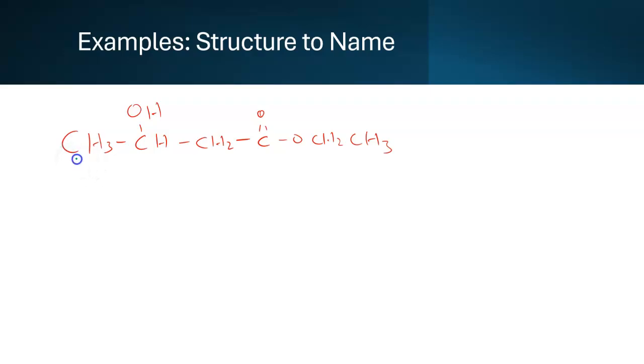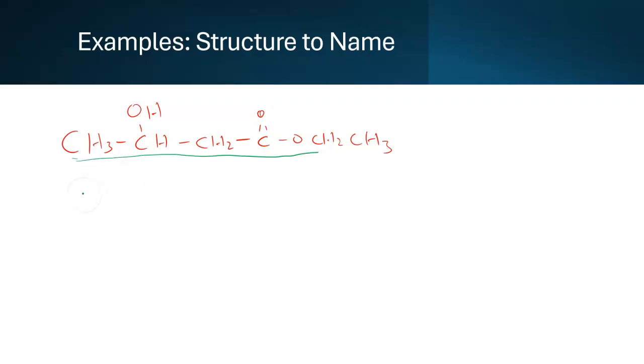The next example: select the longest chain. So this is the longest chain. Up to this carbon only we have to consider the chain, not this carbon, because it is after the functional group. Here ester is the functional group. There are 4 carbons, 1, 2, 3, 4. That has to be only considered, not after the functional group. There is one substituent, that is hydroxy.